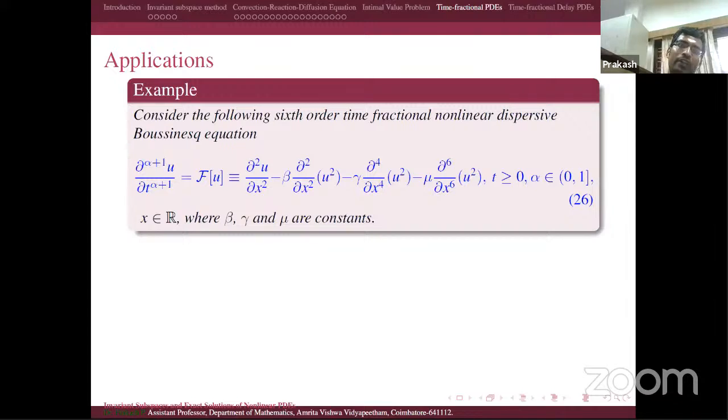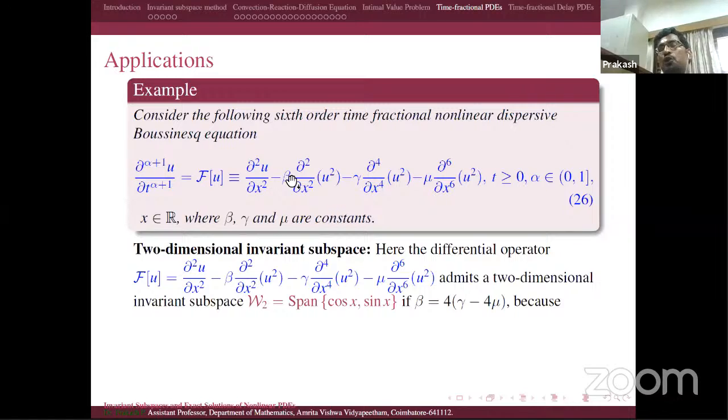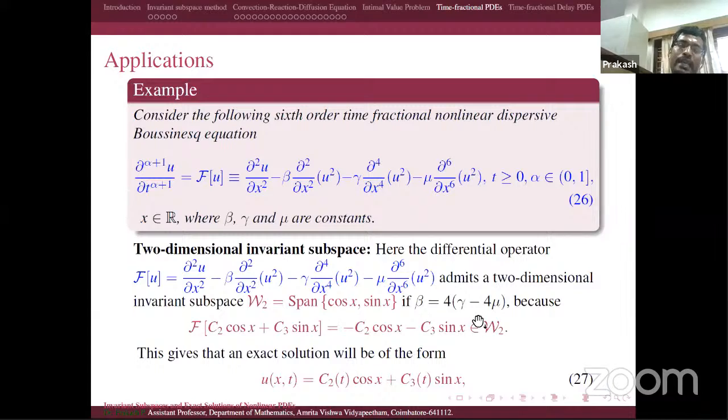Here I am considering the following sixth order time fractional dispersive Boussinesq equation. The operator F is a sixth order differential operator, so the order of the differential operator is 6. The maximum possible dimension of the invariant subspace is 13. First we consider n equal to 2. If I consider the dimension of the invariant subspace to be 2, the differential operator admits a two-dimensional trigonometric subspace if beta equals 4 gamma minus 4 mu, because it satisfies the invariant condition.